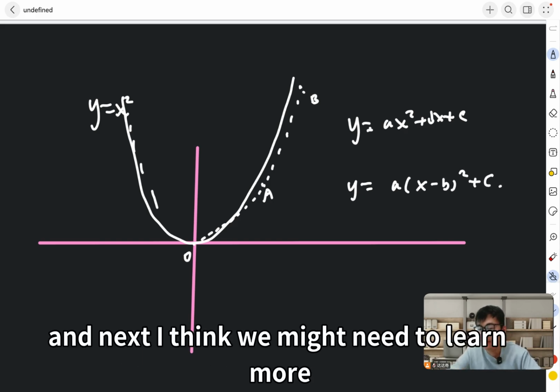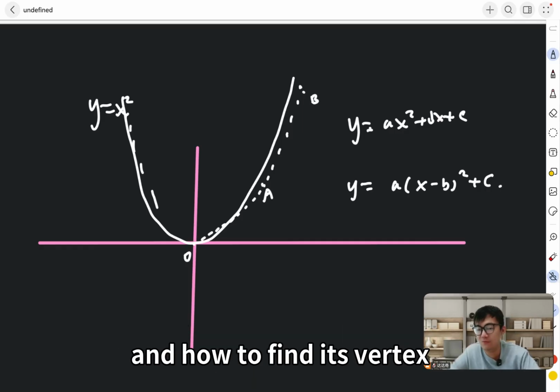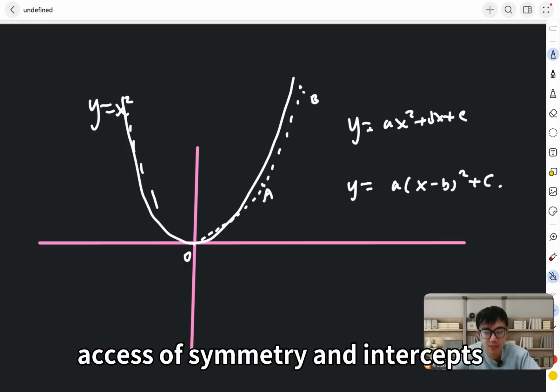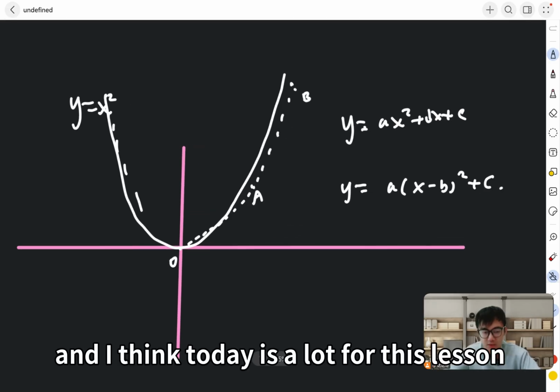And next, I think we might need to learn more: how to tell if a parabola opens upward or downward, and how to find its vertex, axis of symmetry, and intercepts, and how to sketch it precisely from its equation. And I think today is a lot for this lesson.